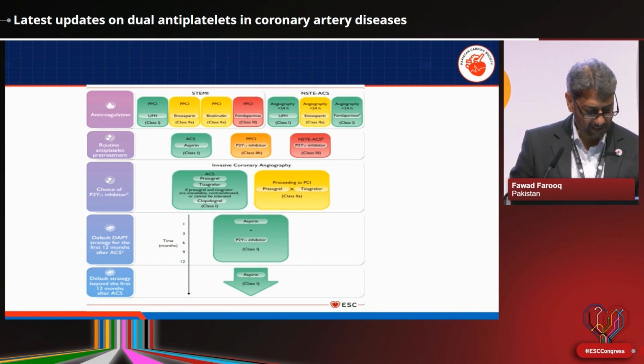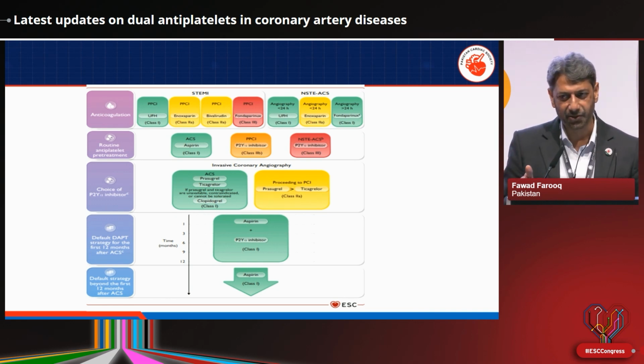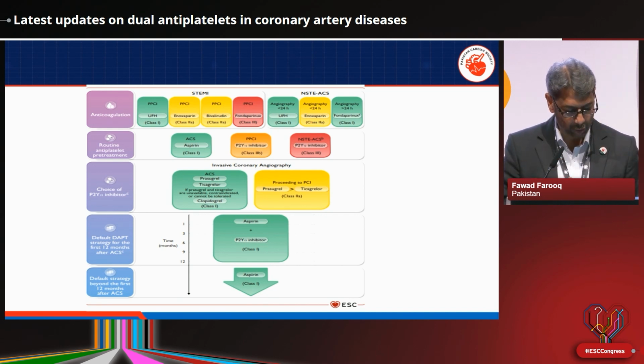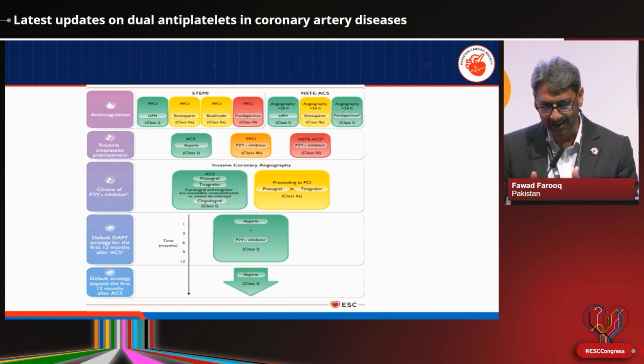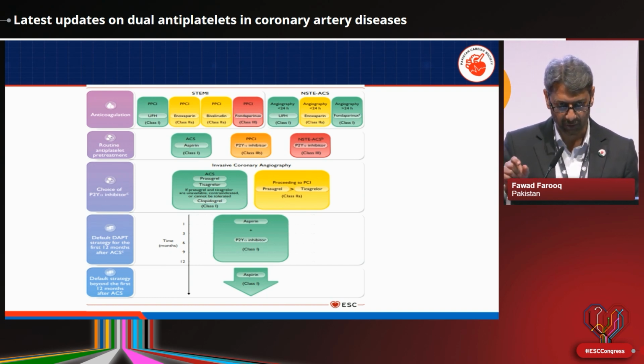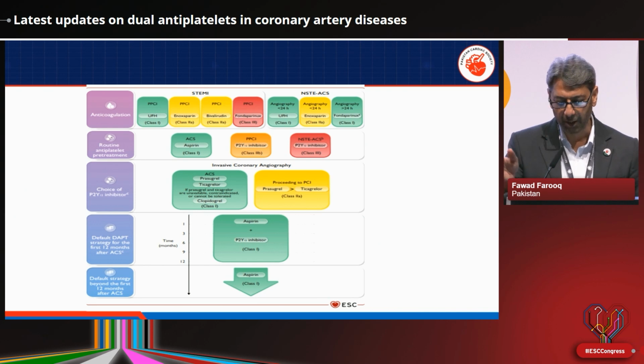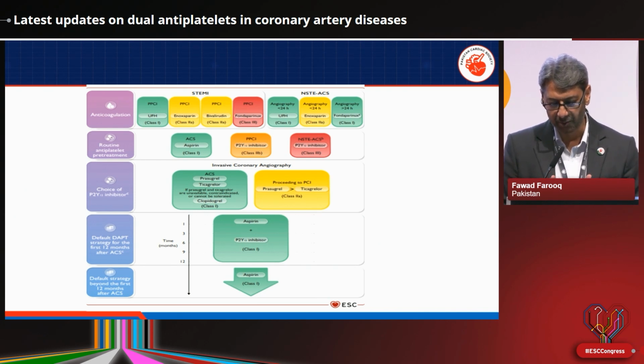ACS, prasugrel and ticagrelor should be preferable over clopidogrel. If they're not available, then certainly you can go on with clopidogrel. Proceeding to PCI, if you're sure that you're doing PCI in your patient, given the clinical characteristics or young age, or you have seen the anatomy and are going for PCI, then prasugrel should be preferred over ticagrelor in such patients.